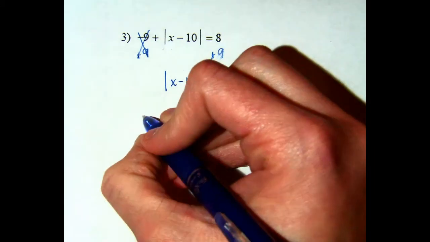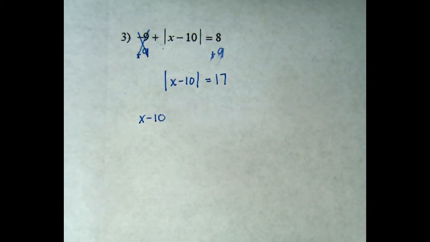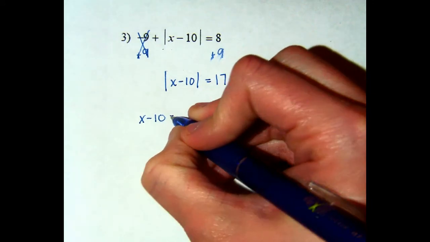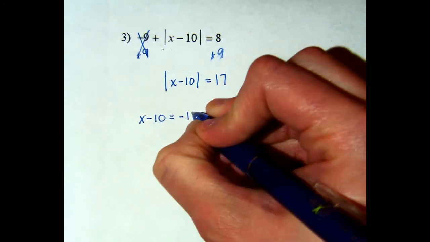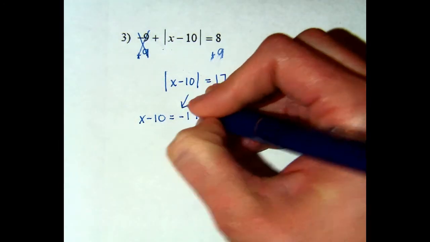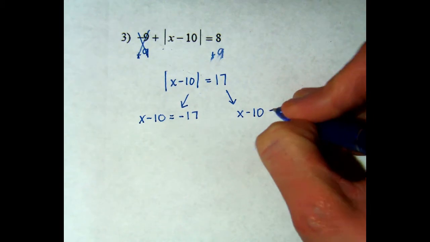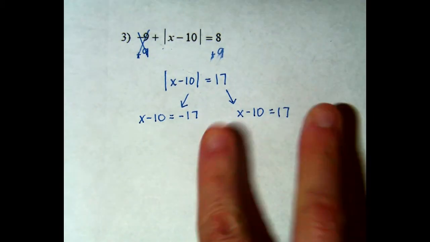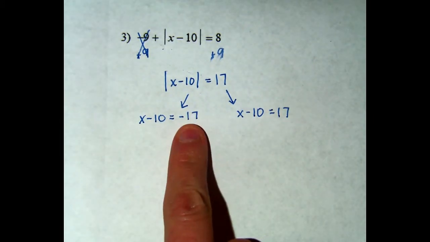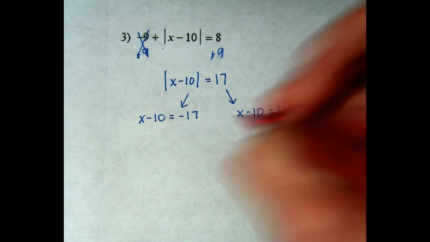What that means is I'm going to write this down, x minus 10, without the absolute value bars, and set it equal to negative 17. I'm going to do the same thing, but this time I'm going to write it as a positive 17. These are the two cases. I'm now going to solve both.